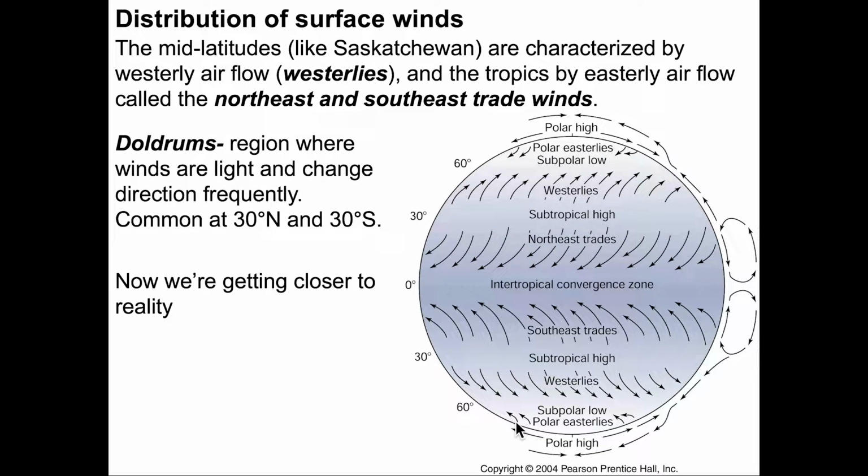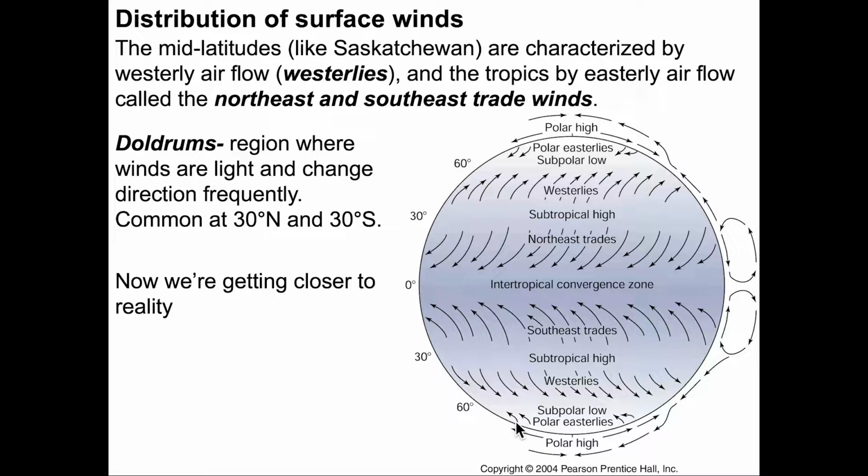Now, when talking about the distribution of surface winds, the mid-latitudes, such as Saskatchewan, are characterized by westerly airflow known as the westerlies. These are winds that blow from the west to the east, while the tropics are dominated by easterly airflow called the northeast and southeast trade winds.